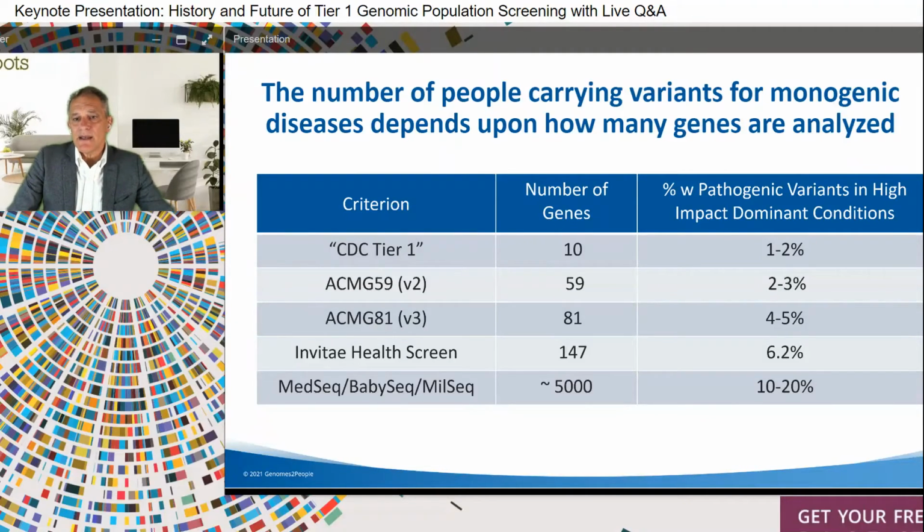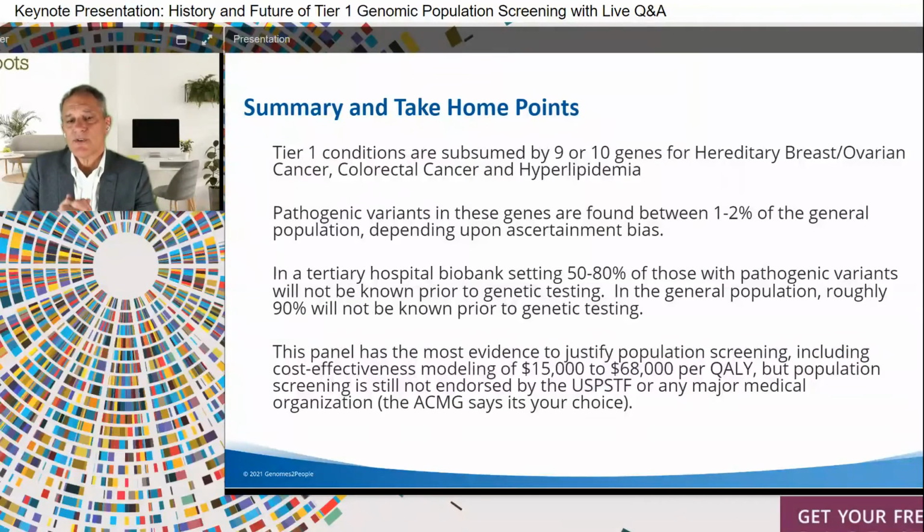So I kind of want to summarize here, wrap up, and I'm hoping there'll be some interesting discussion and debate. Very curious to hear your thoughts on this, if you'd like to share them. But the summary and take-home points are that the so-called Tier 1 conditions have sometimes been conflated with the message, somehow the CDC has recommended population screening with these genes. They have not. They have not to this day.